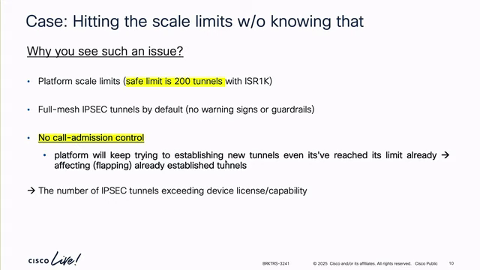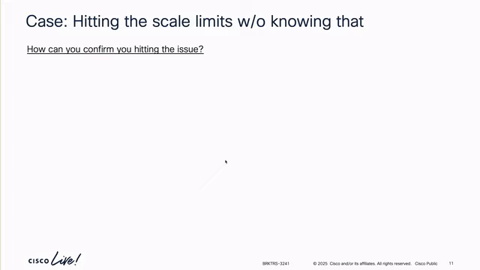So how can you really prevent that, and why are you seeing that issue? The reason is default behavior. You are using default behavior when each device tries to establish a full mesh of tunnels. So how can you prevent that? And first of all, how can you confirm that? Because that's very important. You might be mixing the same symptoms with a different issue.